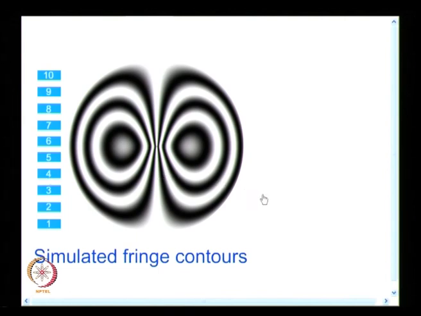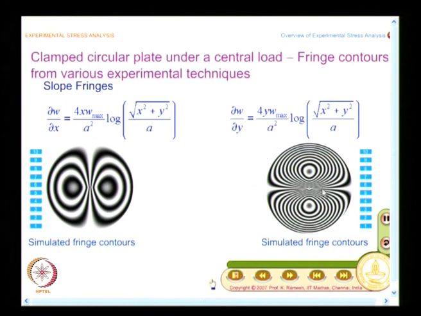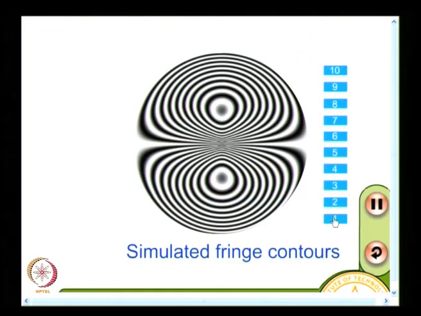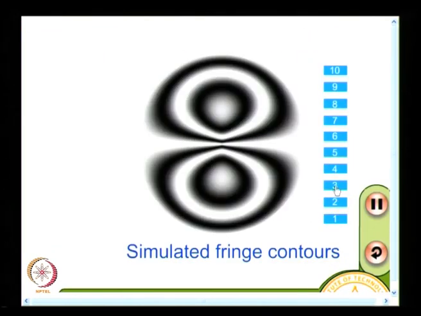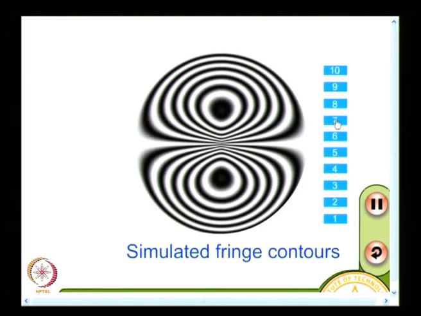And you have a similar situation when you have the slope in the y direction also. So, these are called butterfly fringe patterns, and you can have a look at it, and it is oriented in a different direction, and that is what you have.